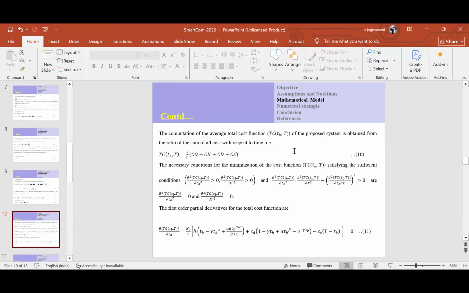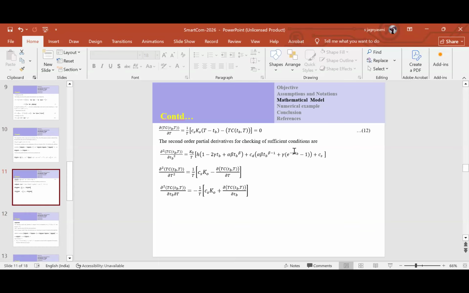After finding the shortages cost, the computation of the average total cost function TC(tb, T) of the proposed system is obtained from the ratio of the sum of all the costs with respect to the time, that is TC(tb, T) equal to 1 by T times C0, that is ordering cost, plus CH, CD, CS. From this formula we find the necessary condition for minimizing the cost function. After that, we find the value like this. The second order partial derivatives for checking the sufficient condition are this much.